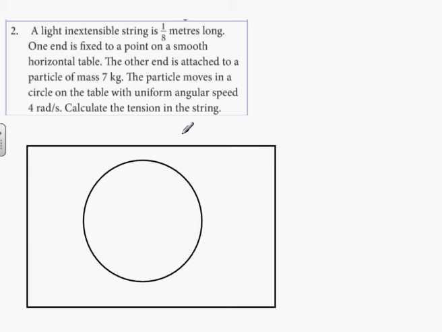So what we have here is our center of the circle. Like in example 3, one end is fixed, so we're going to call this the fixed part. The fixed part is the center of the circle, okay? No bother there. And then the other end is attached to a particle of mass 7 kilograms. Which way you put it rotating doesn't matter, whether you go this way or that way. The same amount of force is required to keep it in position and keep it moving in a circle.